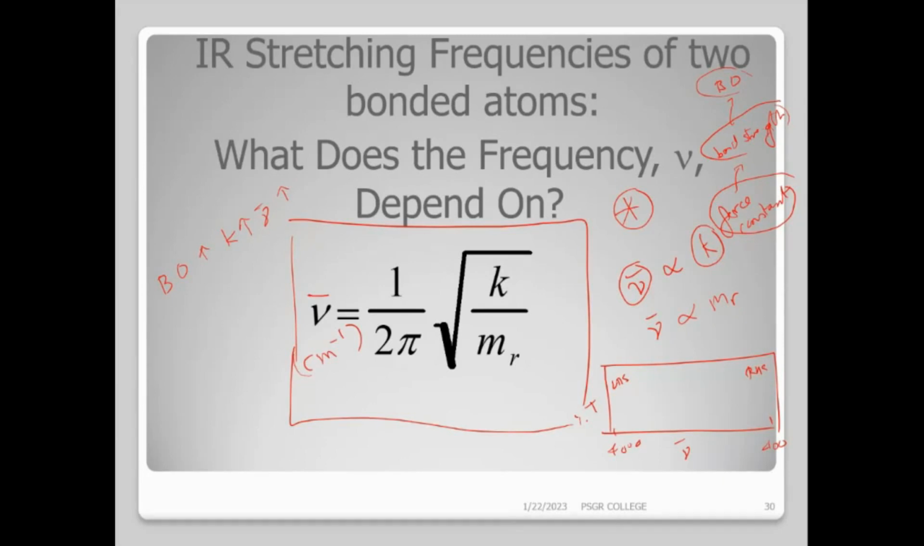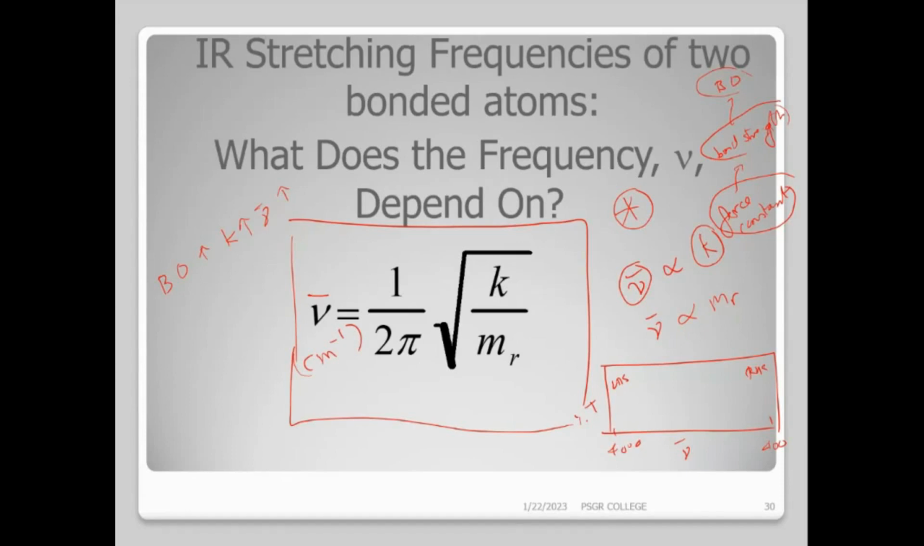So the first thing we have seen: whether I come on the right hand side or left hand side depends upon the bond strength. If my bond is stronger, I come on the left hand side, near 4000. If my bond is weaker, I come on the right hand side.